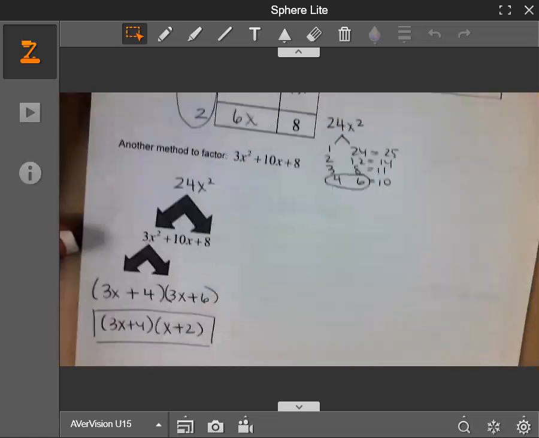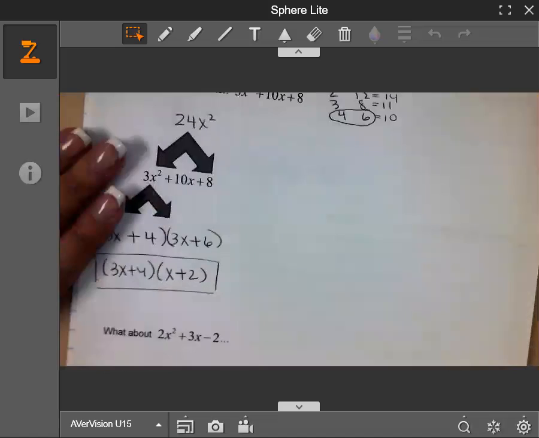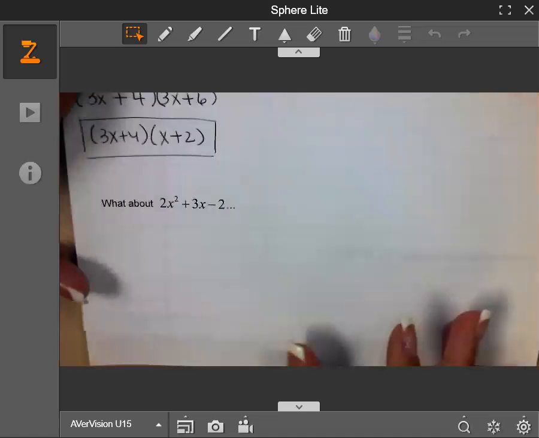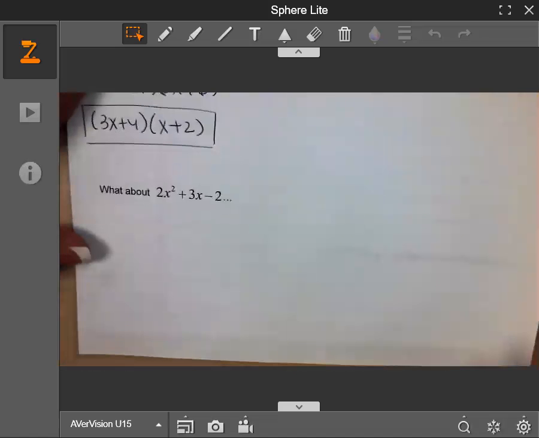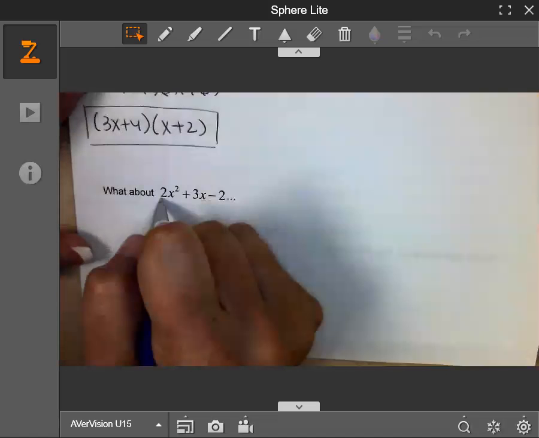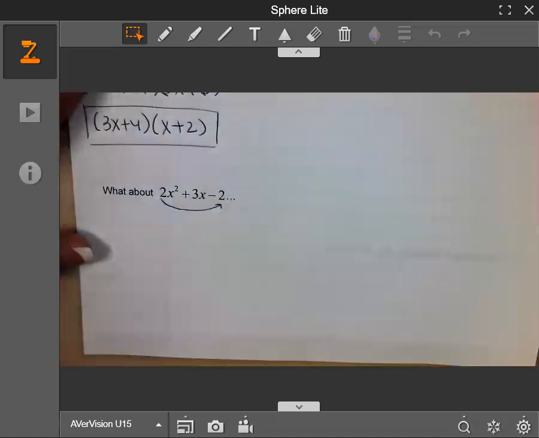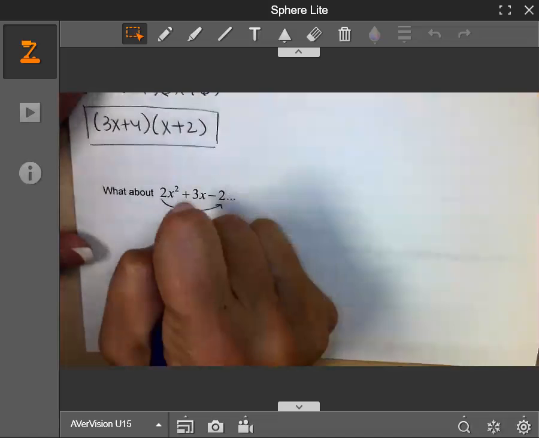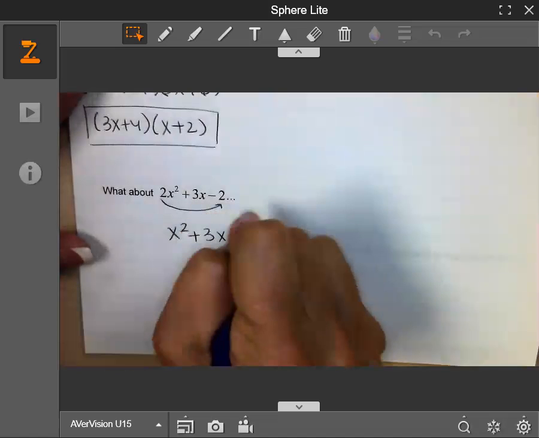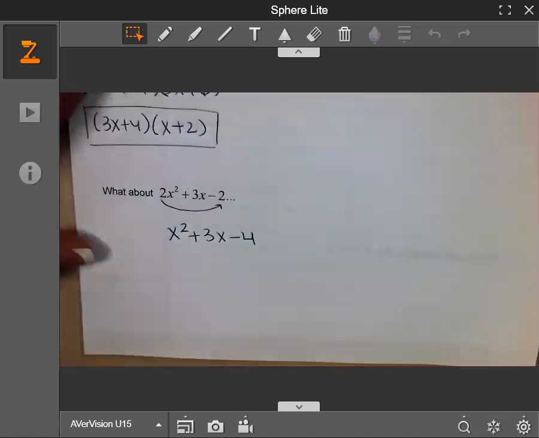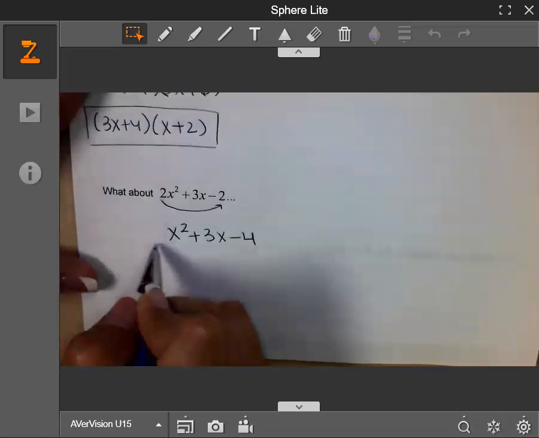The last method I'm going to go over is slide and divide. So here is another one. With slide and divide, you slide that first term to the end there. And so that gives us x squared plus 3x minus 4. Once you have it like this, the a value's gone. It's a is equal to 1 again.